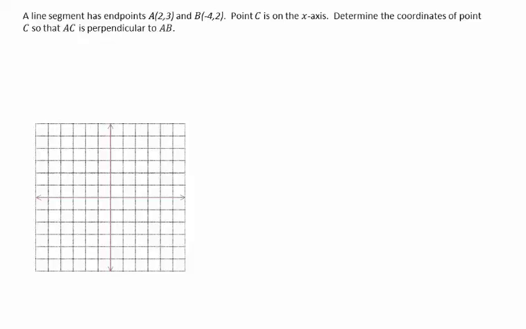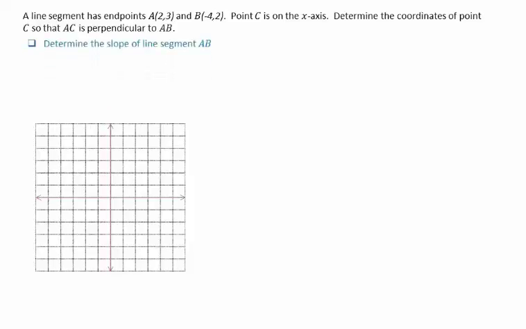A line segment has endpoints A (2, 3) and B (-4, 2). Point C is on the x-axis. Determine the coordinates of point C so that line segment AC is perpendicular to line segment AB.